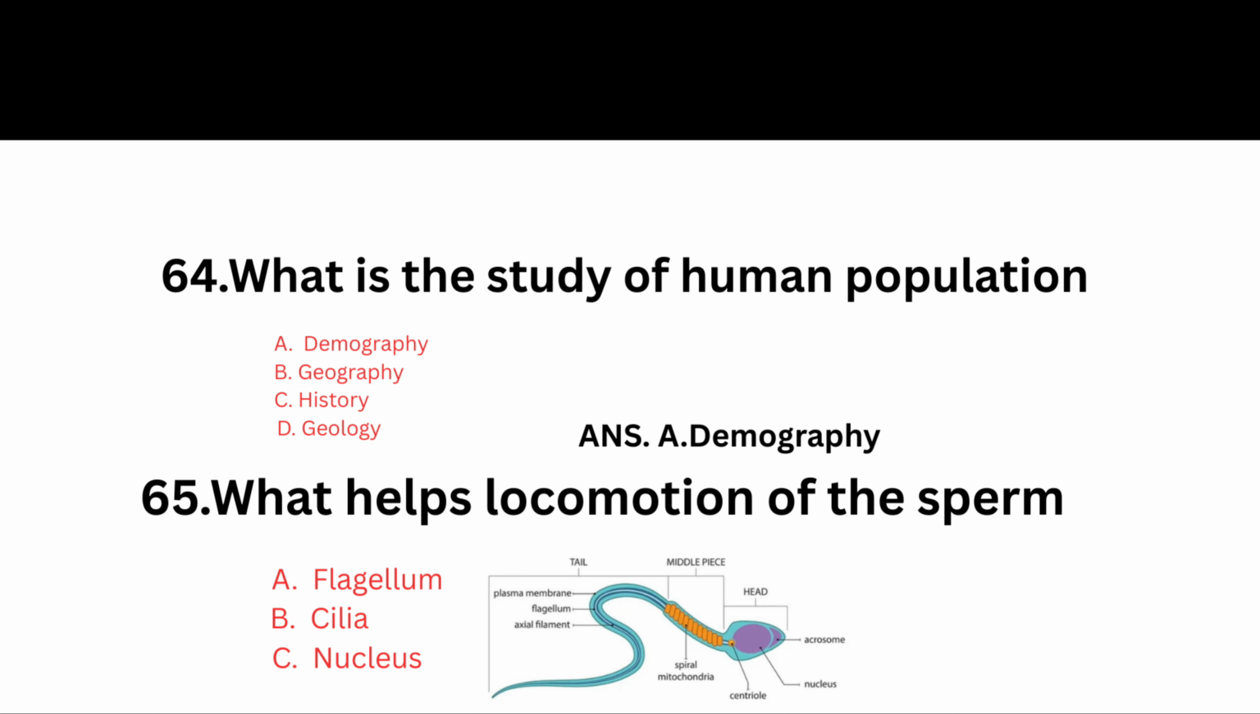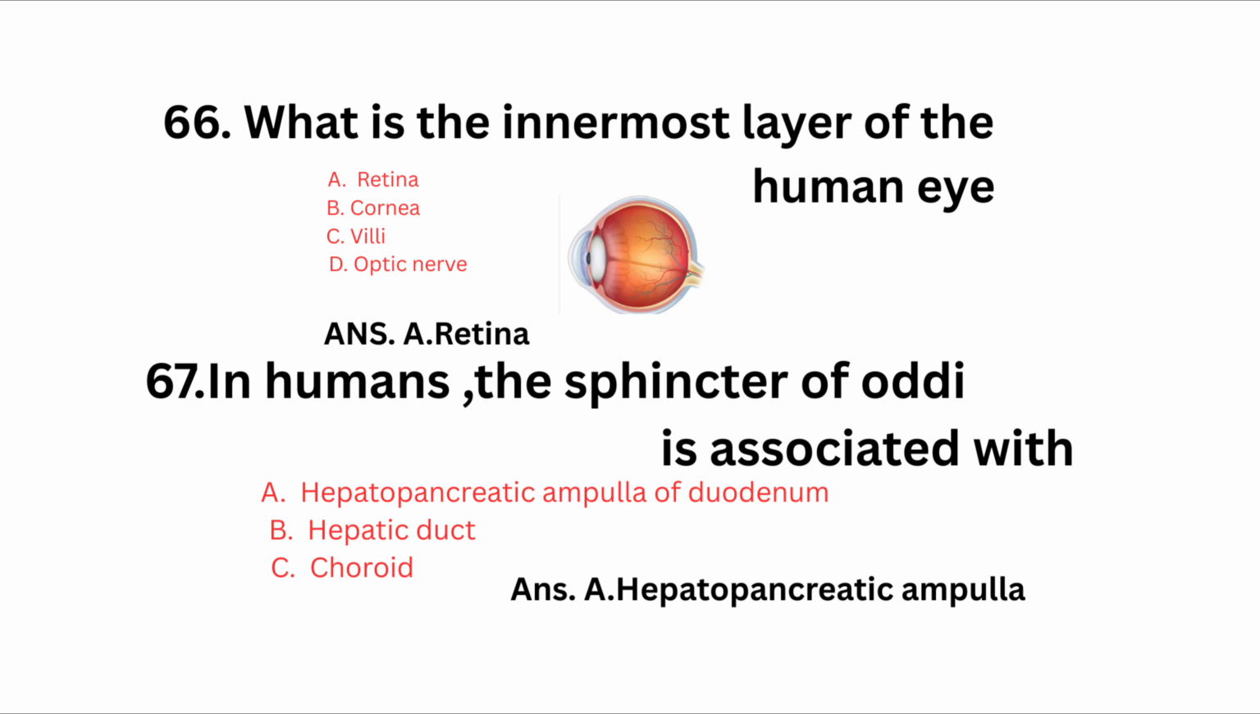64. What is the study of human population called? A. Demography, B. Geography, C. History, D. Geology. Answer is A. Demography. 65. What helps locomotion of the sperm? A. Flagella, B. Cilia, C. Nucleus. Answer is A. Flagella, which is near the tail, which helps in the locomotion of the sperm in humans.